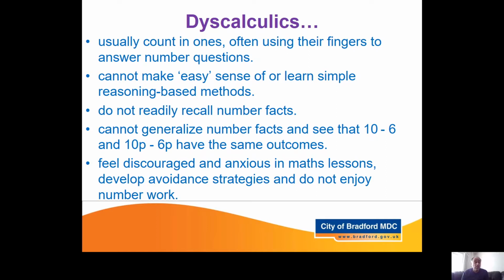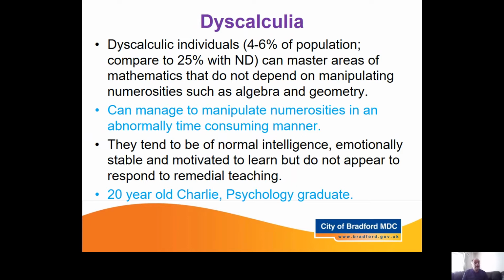When you find it so difficult and so challenging and so exhausting to do mathematics. Now, dyscalculia affects about 4 to 6% of the population, so a significant number. You'd expect 1 or 2 children in a class to have dyscalculia by that figure, but compare that to the 25% who have numeracy difficulties, so a much greater number who have difficulties at some level with mathematics.